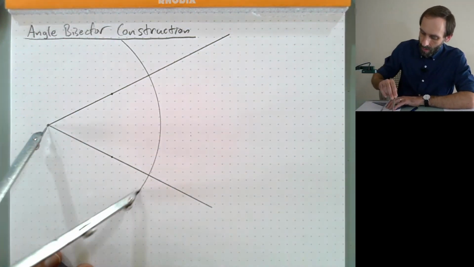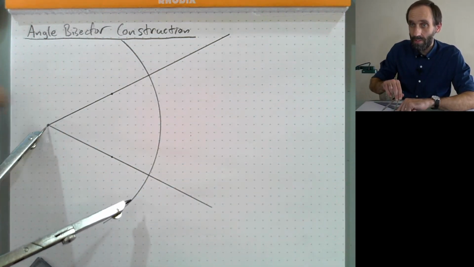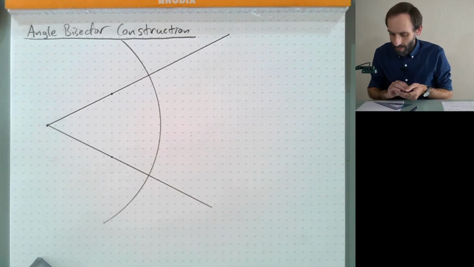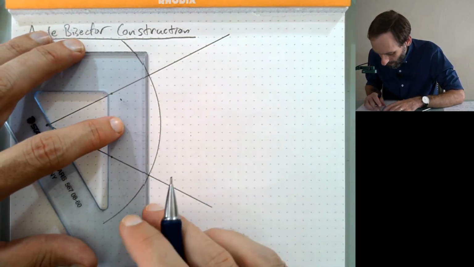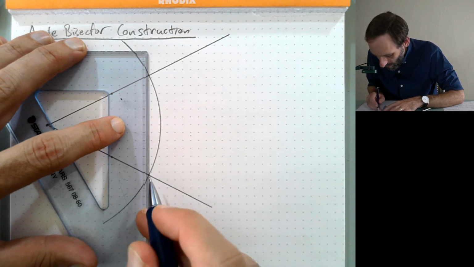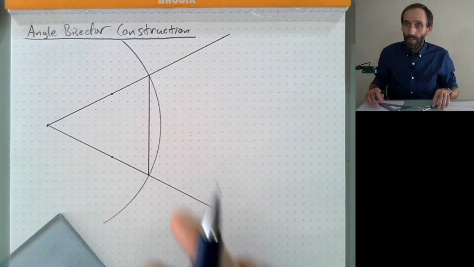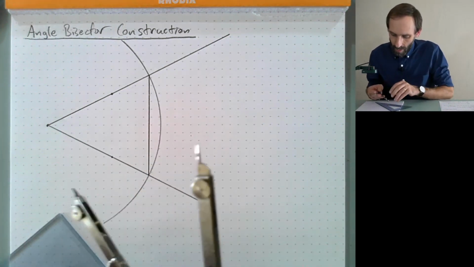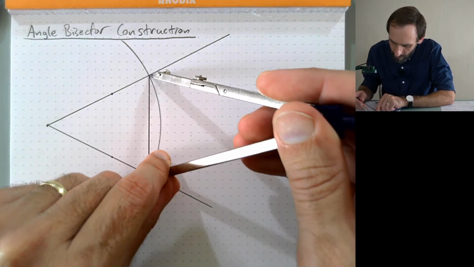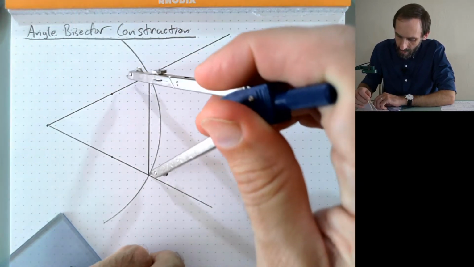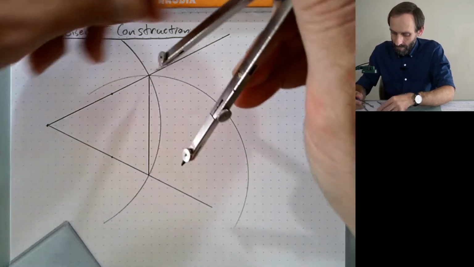Okay. Now I'm going to draw an arc across the angle from this point right here. Okay, so now that I have my arc, I'm going to go ahead and draw a line connecting these two intersection points. And now that I have this line, I'm going to construct an equilateral triangle on this line, moving so the point is away from the point of the angle.